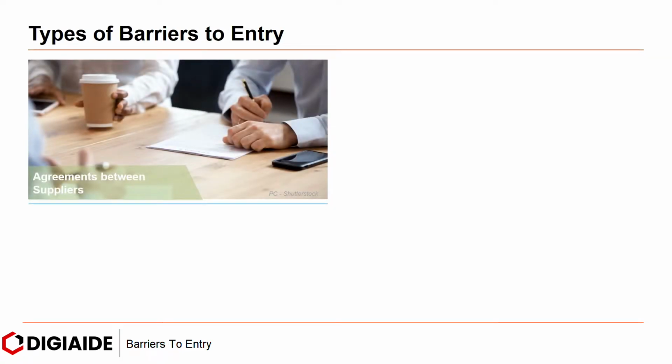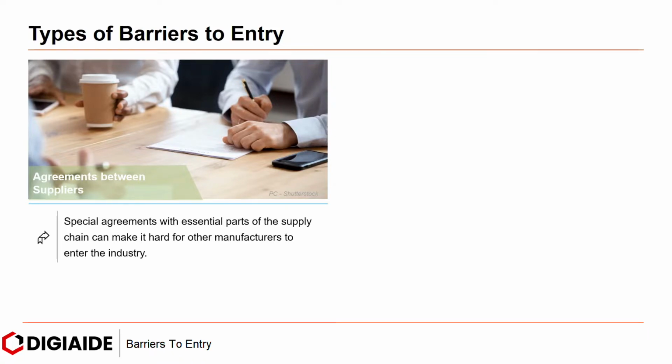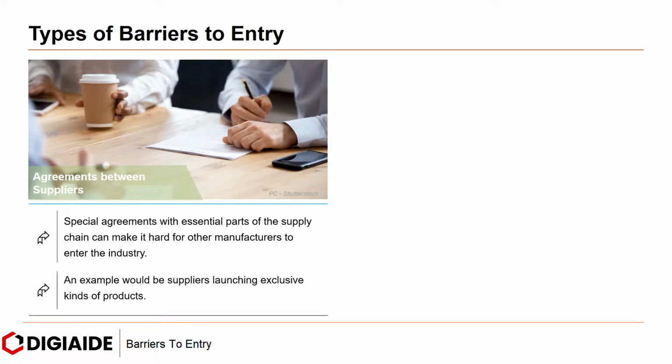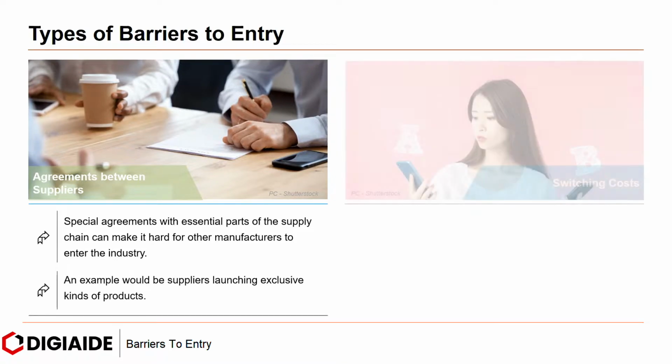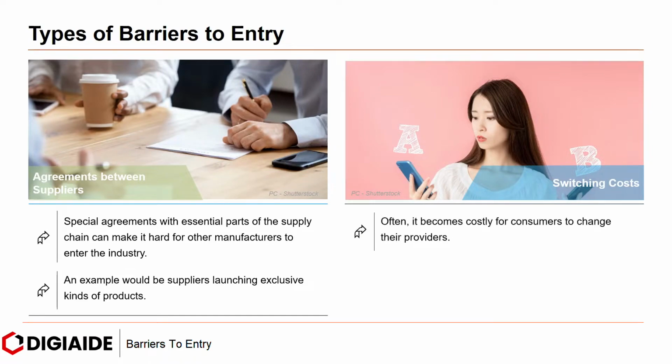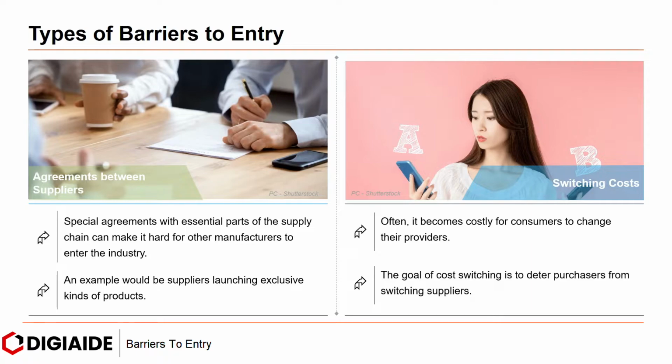Moving on to the next one, agreement between suppliers. Special arrangements with essential parts of the supply chain make it hard for other manufacturers to enter the industry. An example would be suppliers launching exclusive kinds of products. Next, switching cost. Often it becomes costly for consumers to change their providers. The goal of switching cost is to deter purchasers from switching suppliers.